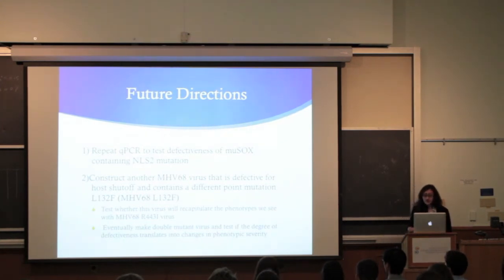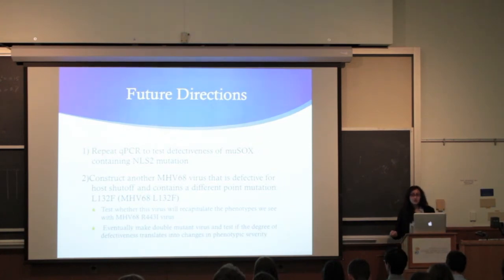And so I'm making these multiple viruses to give us confidence that the phenotypes we see with the R443 are directly due to the lack of post-op and not some other variable. And eventually I'm going to make a double mutant virus and see if more mutations translate to higher phenotypic severity or not.